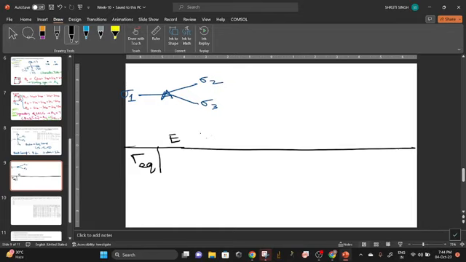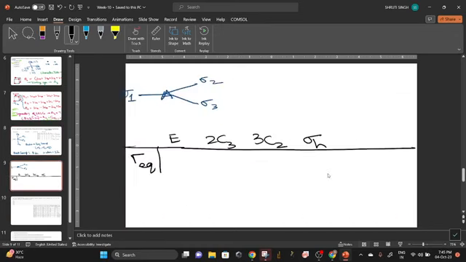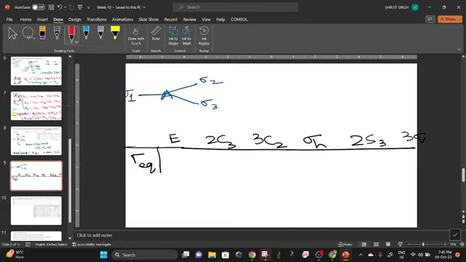First is E, C3, 3C2. I'm writing the symmetry operations in the D3h point group, which is from here, from the character table. Sigma h, 2S3 and 3 sigma v. Now, if you apply E on this, notice that I have not written here sigma 4 and sigma 5 because they are not in the basis. That doesn't count what happens to them.